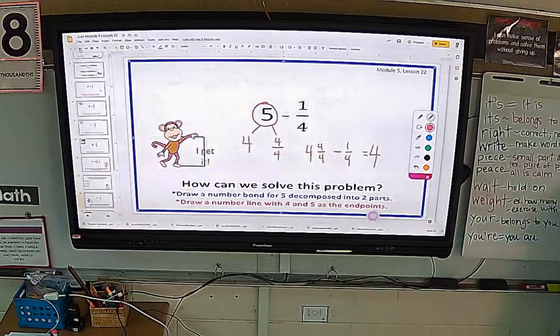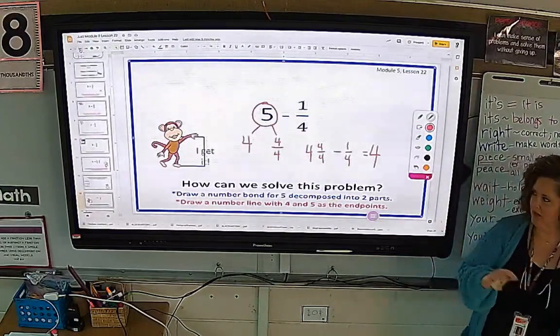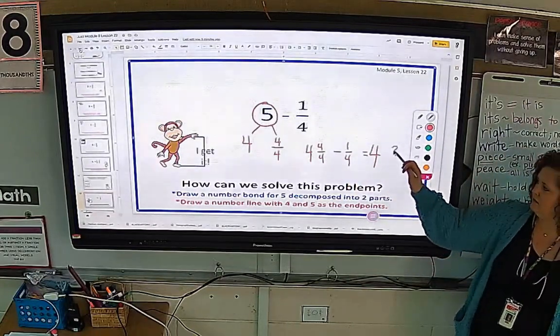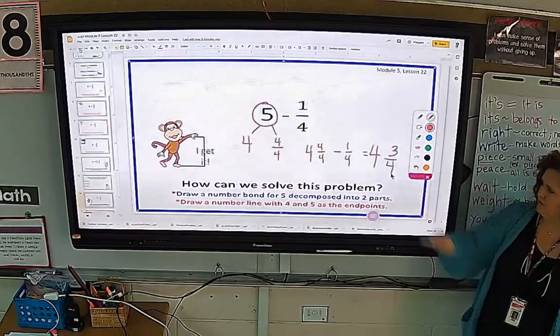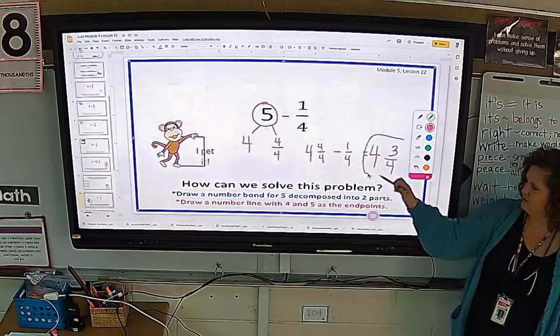You know what a lot of 4th graders will do? They'll forget to move that whole number over. Changes your answer a whole lot. Now 4/4 minus 1/4 is just 3/4. Okay. So that is our final answer.